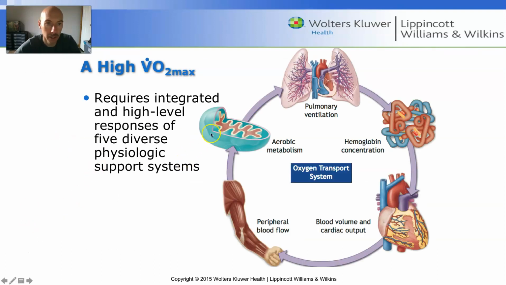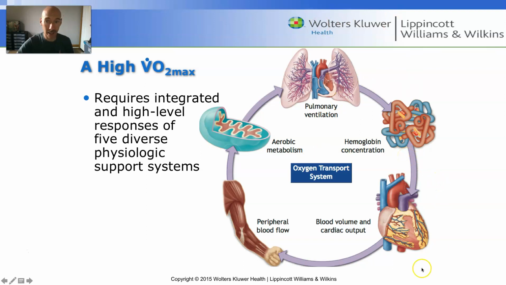So this is a good figure that shows, again, the systems that are included in aerobic energy production. We have the lungs, the cardiovascular system, and then the muscles is where aerobic energy production occurs. But this is very much all three of these. If you have a weak link in any one of these, your VO2 max is going to be limited.